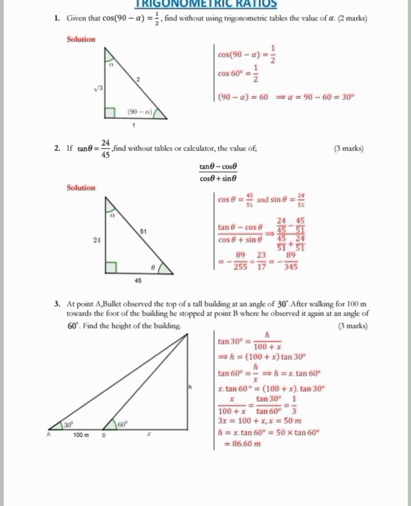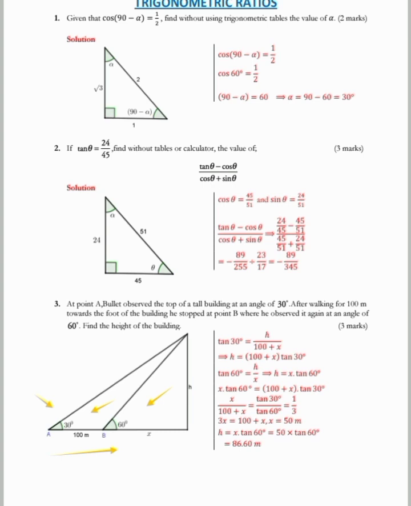So at point A, he observed the angle at the top of the building to be 30 degrees. After walking for 100 meters towards the foot of the building, from A to point B, he stopped at point B and observed the angle at the top of the building to be 60 degrees. Find the height of the building.